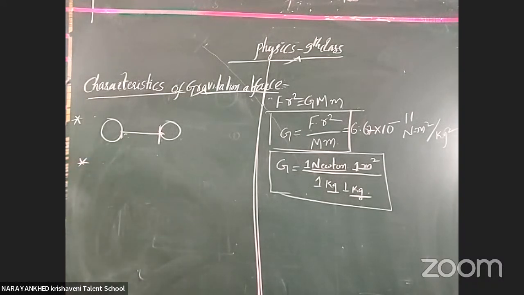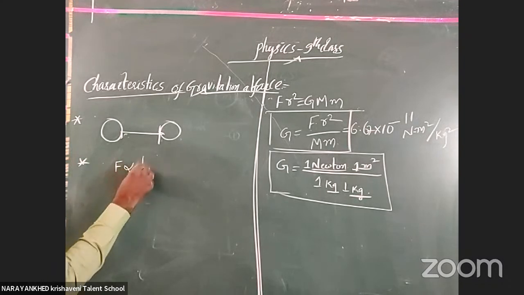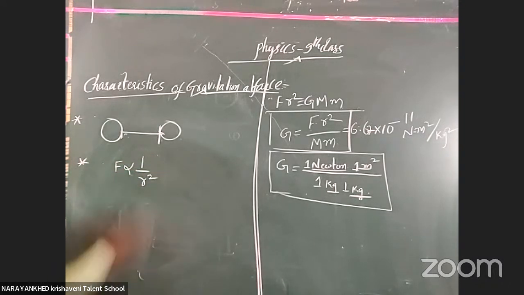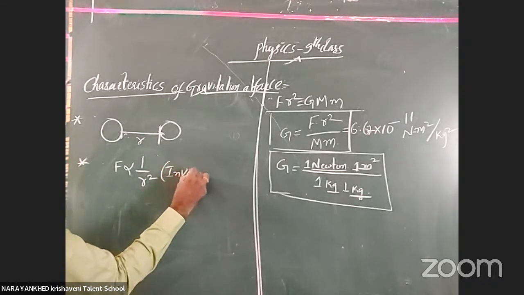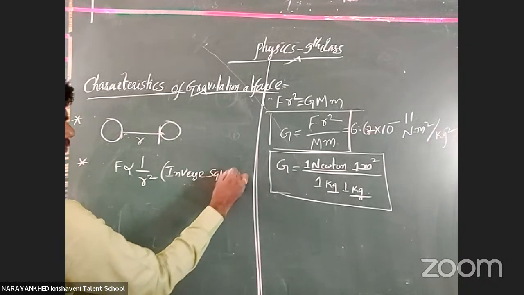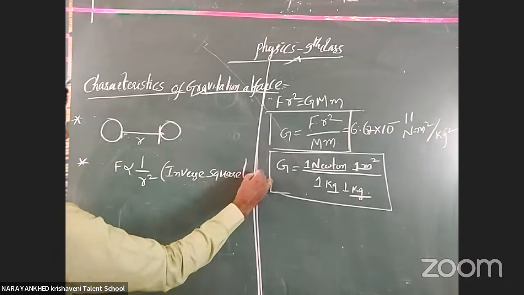Gravitational force between two bodies varies inversely proportional to the square of the distance between them. We have already discussed this. F is inversely proportional to the square of the distance between them. That is why it is called the inverse square law.